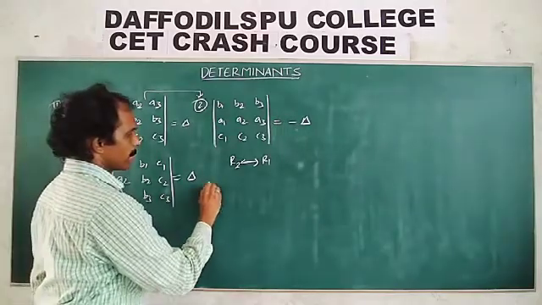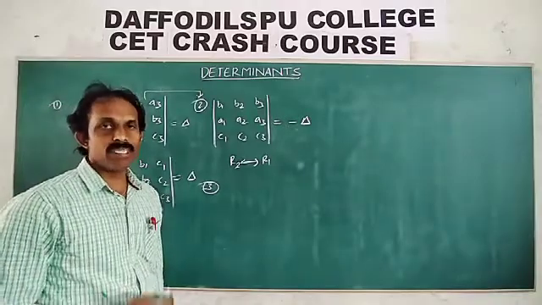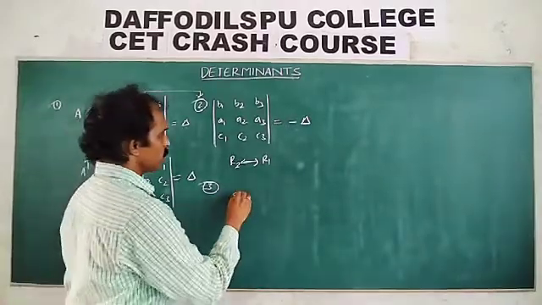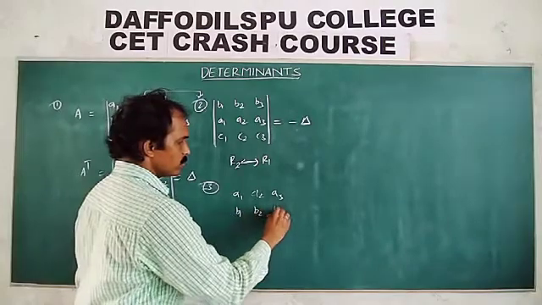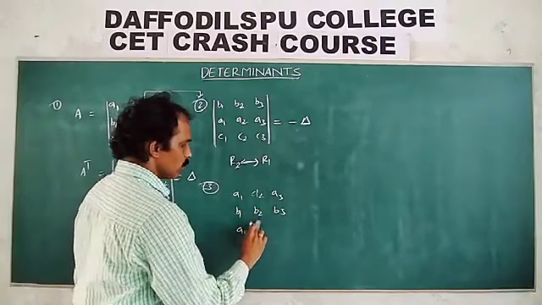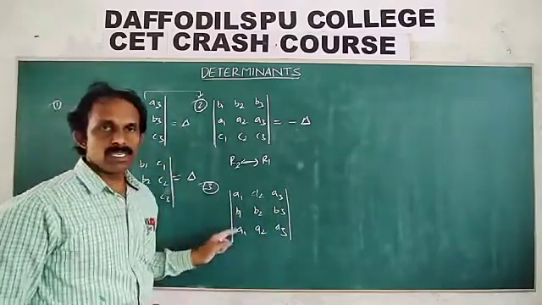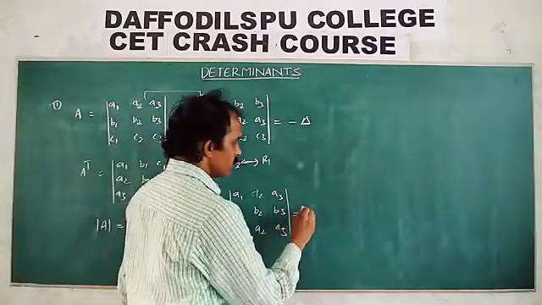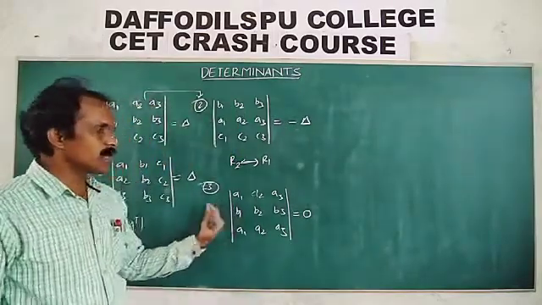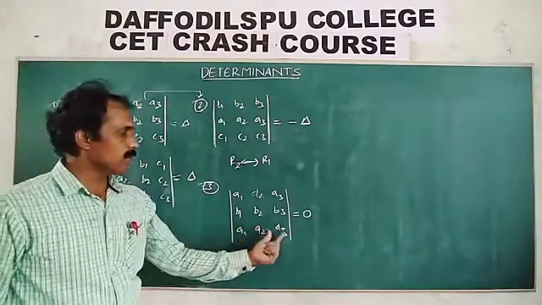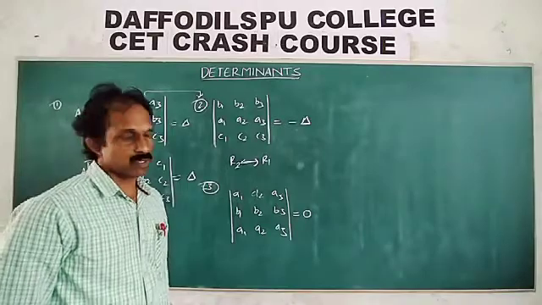Third property: two rows or two columns are identical, meaning the corresponding elements are the same. Therefore, with rows A1, A2, A3; B1, B2, B3; and the third row also A1, A2, A3, the first and third rows are identical. Then its value is equal to 0. Likewise if two columns are identical, the value of the determinant is equal to 0.